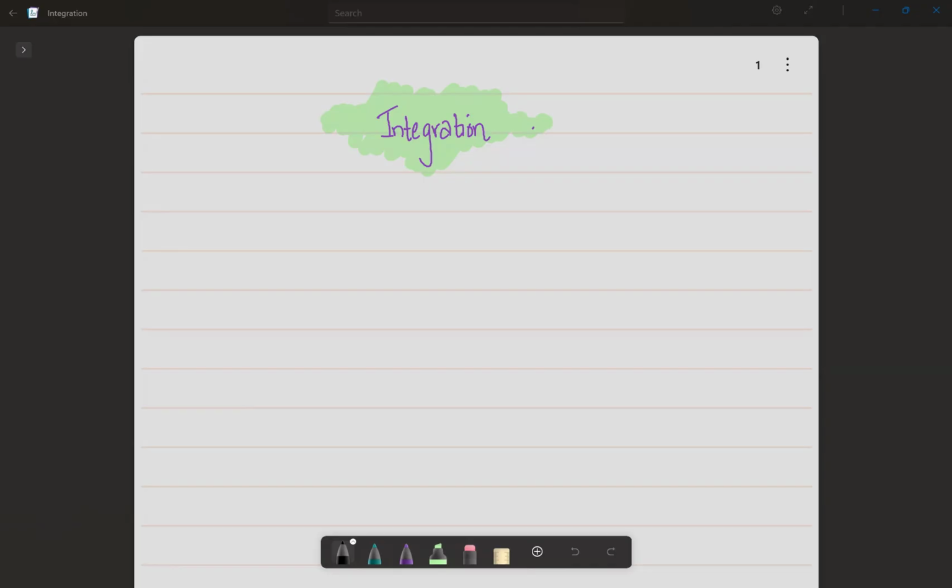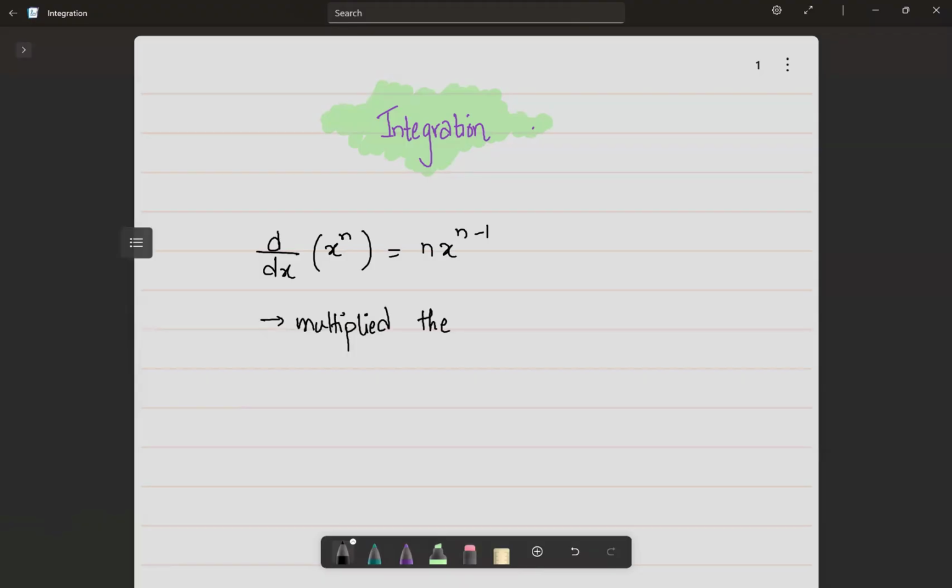In differentiation we had this formula: d by dx of x to the power n. What you did was first n came forward and then you had x to the power n minus 1. So the steps that you followed were you first multiplied the power, and then you subtracted 1 from the old power, right? So you multiplied the old power and then you subtracted 1.